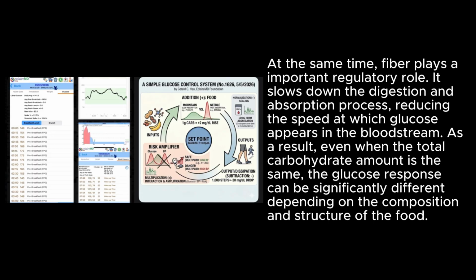At the same time, fiber plays an important regulatory role. It slows down the digestion and absorption process, reducing the speed at which glucose appears in the bloodstream. As a result, even when the total carbohydrate amount is the same, the glucose response can be significantly different depending on the composition and structure of the food.